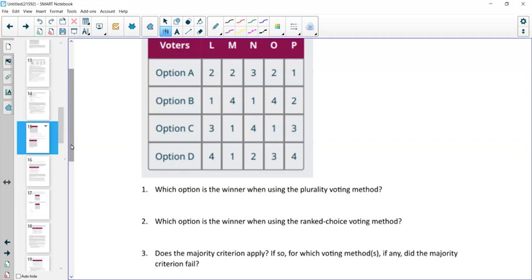So first, which option is the winner when using plurality? Who has the most first place votes? So option A has 1, option B has 2, option C has 2, and option D has 1. So in this case, there's a tie between B and C.